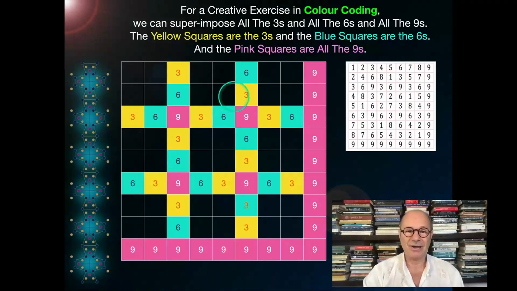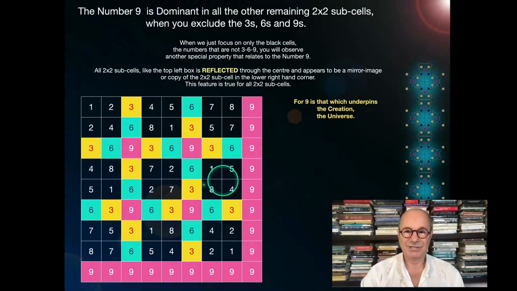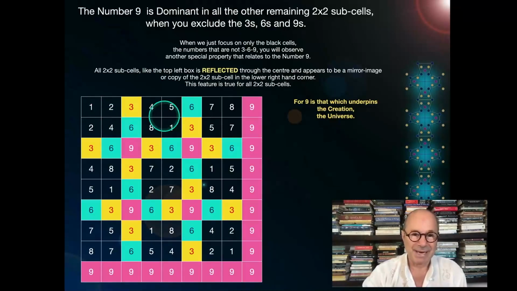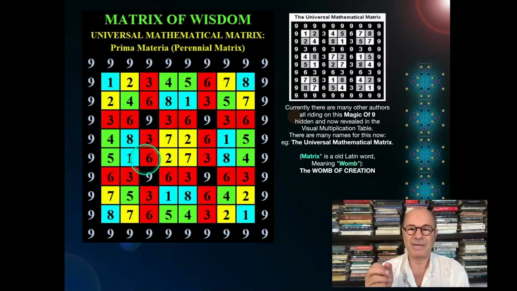Then I've decided to highlight in the Vedic square all the 3s, 6s and 9s. So the 3s are all in yellow. There's 12 of those, and there's 12 6s, but if you look at all the 9s, there's a whole panel here and there's 4 in the middle. That's a beautiful diagram that I made just to highlight that not only are the 3s, 6s and 9s important, but if we look at the negative spaces in black here, all these 2 by 2 subcells are mirror images, and a lot of them add up to 9. Because I believe 9 is that which underpins the universe.